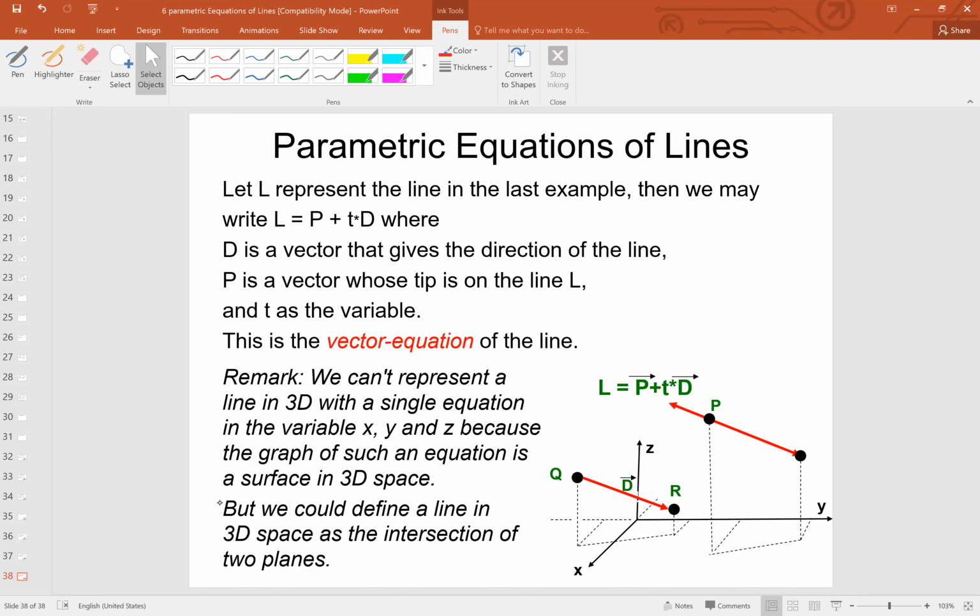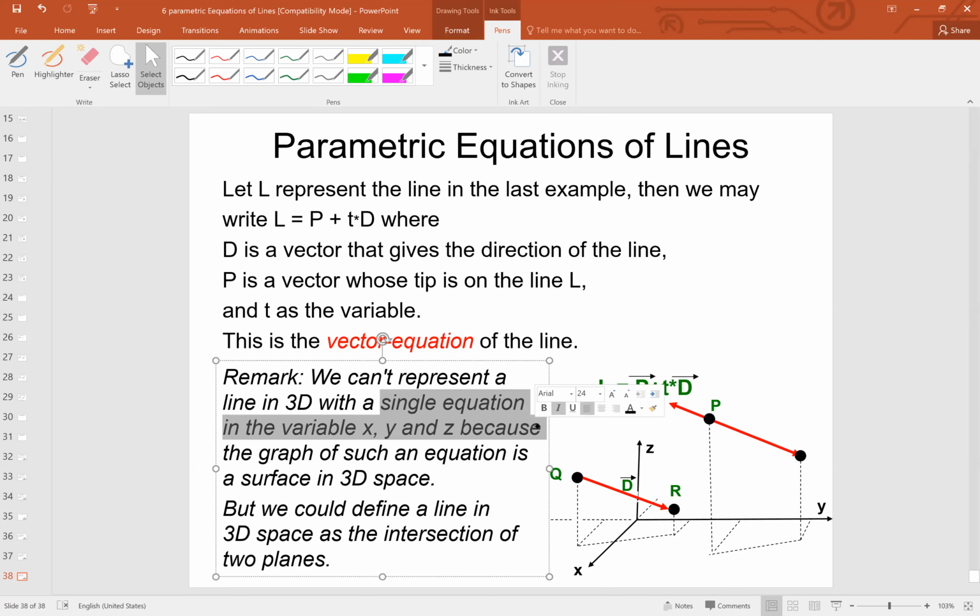In particular, in three-dimensional space, I cannot write a single equation in x, y, z to describe the line, because if I plot the points of a single equation, they form a surface. There's not enough information to define the line itself. We can create two equations of two planes intersecting at the line, and that's another way to define the line.